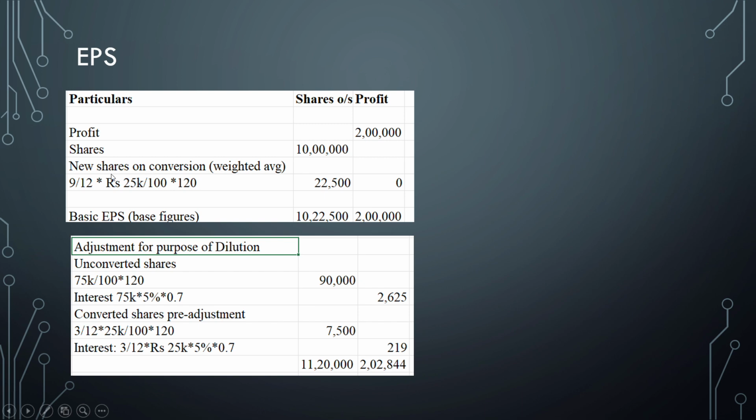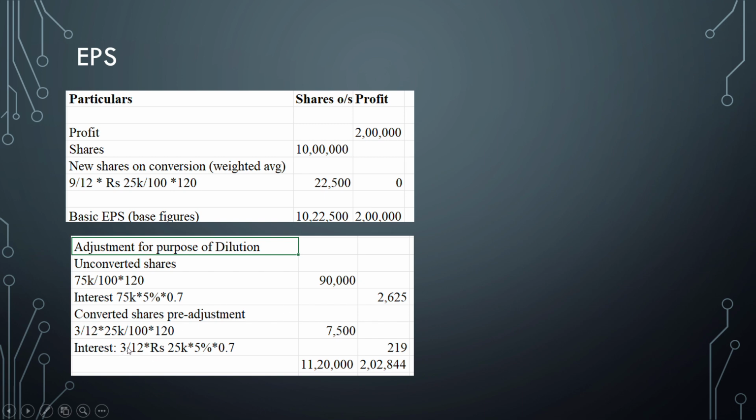Then the new shares on conversion being 9 by 12 into 25,000 divided by 120 will give you 22,500. So for computing basic EPS, the base figures are 10 lakh, 22,500 and 2 lakhs. And the adjustment for the purpose of dilution: unconverted bonds is 75,000 by 100 into 120, which will give you 90,000. Then the interest portion will be 75,000 into 5% into 0.7 post tax. Be very careful. So that will give you 2625. And the converted shares pre-adjustment is 3 by 12 into 25,000 by 100 into 120, which will give you 7,500.